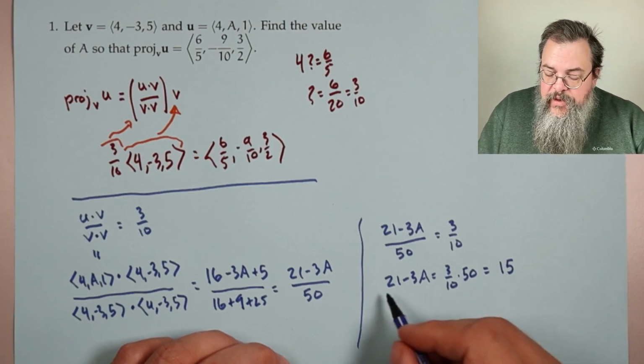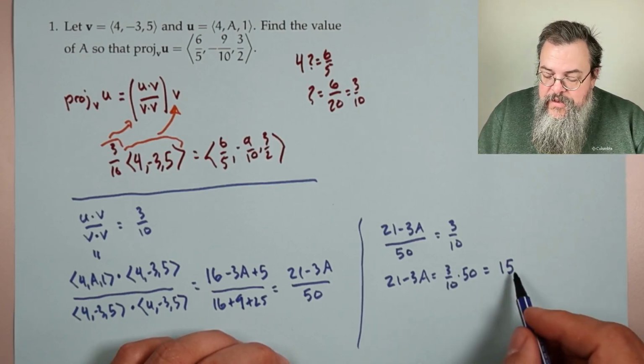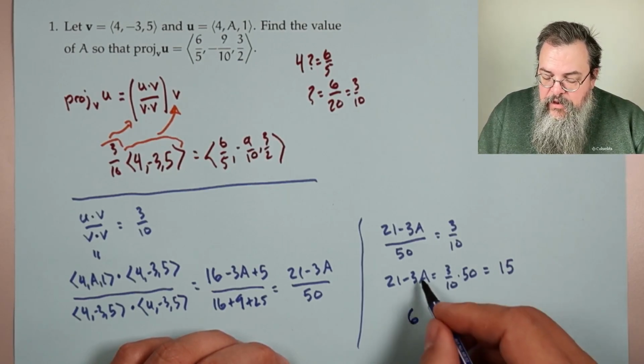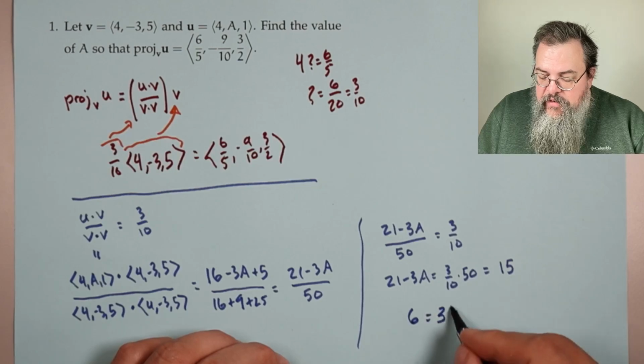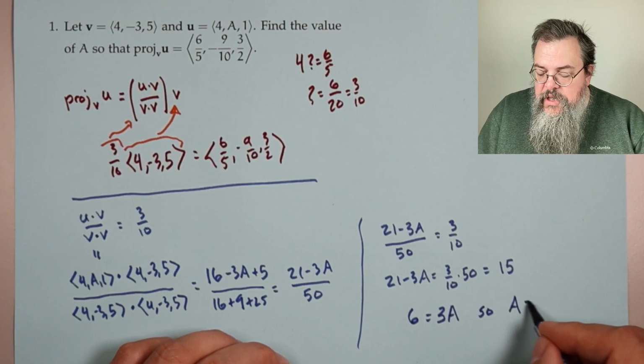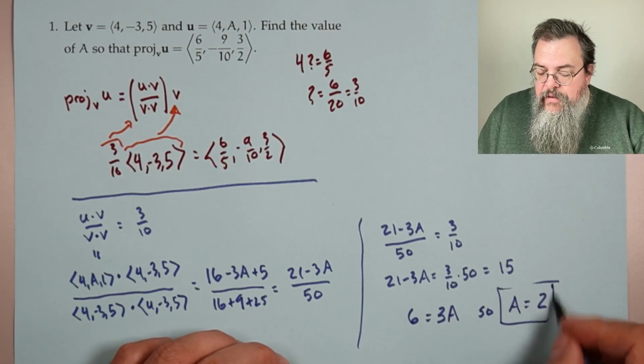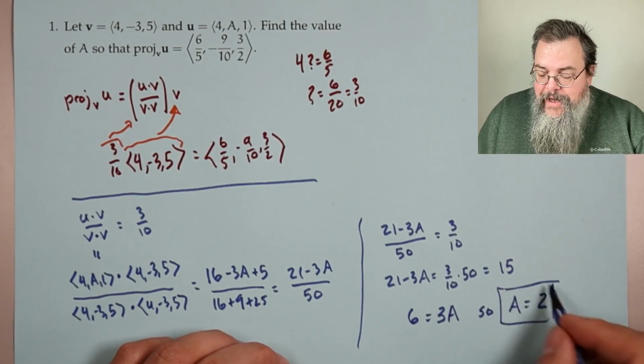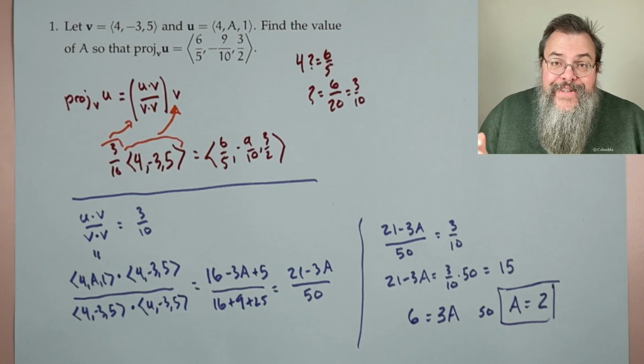We can move things around. 21 subtract 15 is 6. Move the 3a across. 6 has to equal 3a. And so our conclusion is a is 2. And we're done. That's it.